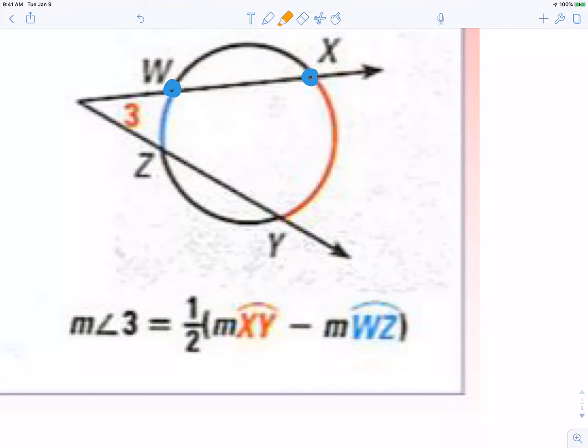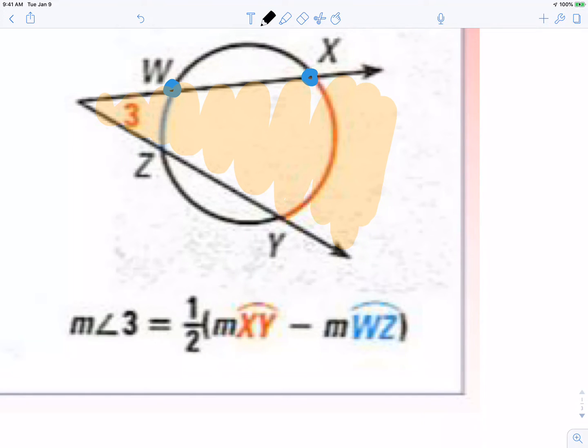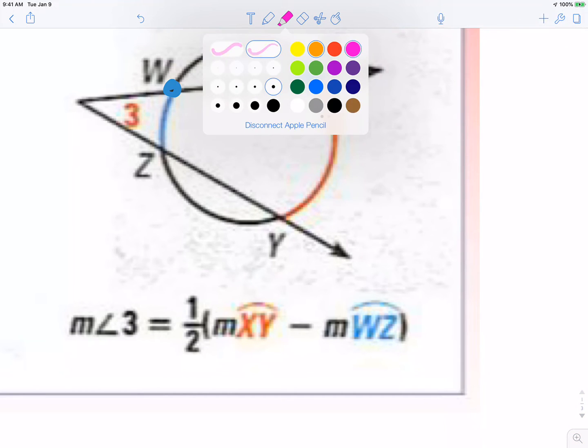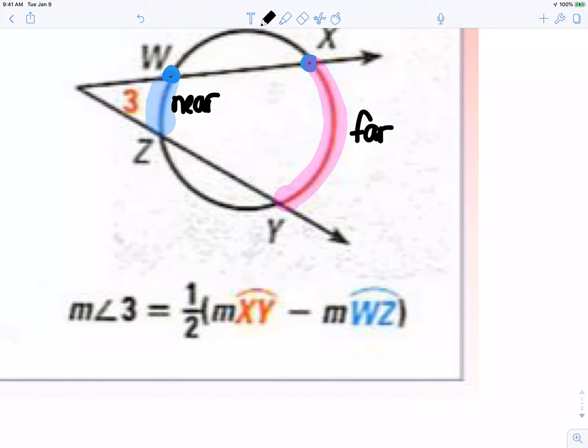This time you have two secants. Now this time the whole circle is not inside, so we're not going to use this part of the circle, we're not going to use this part of the circle. It's not in the interior, it's not an intercepted arc. It has to be an intercepted arc. Okay, and so we have XY, that is the far away arc, because it's far away from angle 3. And then we have WZ, that is the nearby arc, that is close to angle 3. Let's look at the formula again. So the measure of angle 3 equals half of the measure of XY minus WZ, again, that's far minus near.